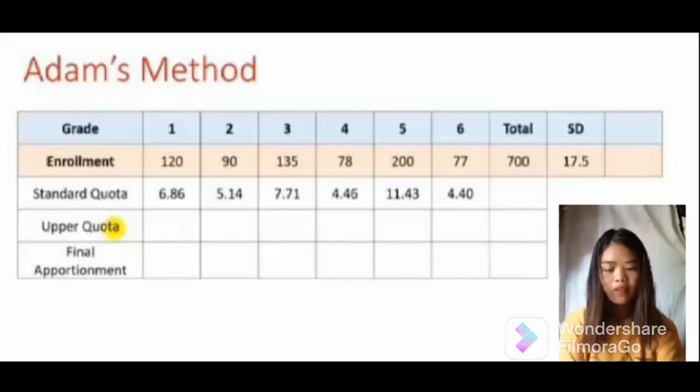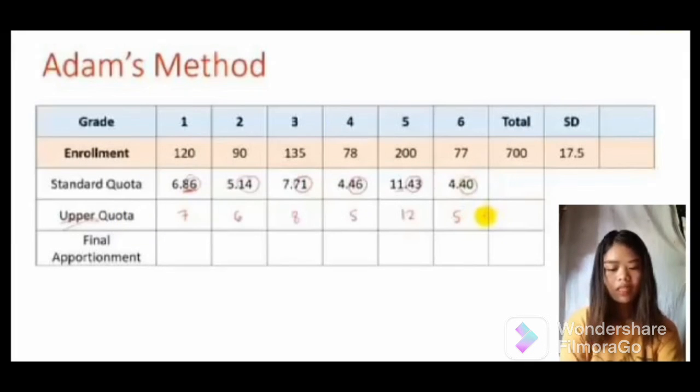6.86 up to 4.4. So, kapag sinabing upper quota, look at whole number, mag-plus ka lang ng isa, may decimal value dito. 6.86 plus 1 equals 7. Ito naman sa 5.14 will become 6. It doesn't matter kung anong decimal value, as long as hindi siya 0.